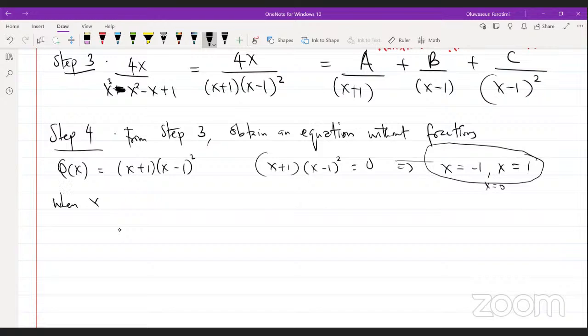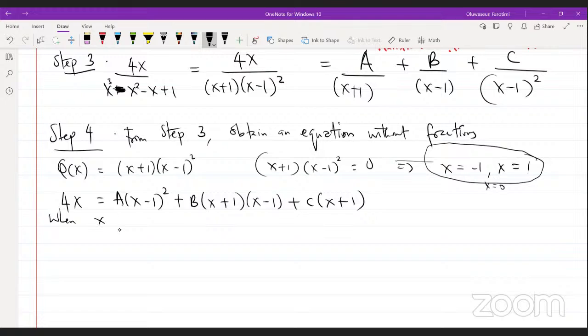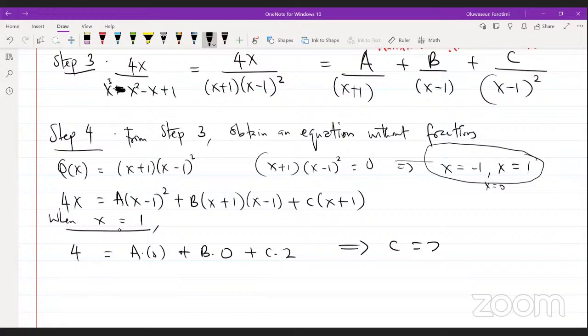So what happens when x equals 1? Before we plug in that guy, when you multiply by the red guys I have on top, I'm going to end up having 4x = a(x - 1) squared + b(x - 1) + c(x + 1). So when x equals 1, what happens? Plug in 1: you have a 4 here, a times 0 plus b times 0 plus c times 2. This means that my c is just going to be 2.